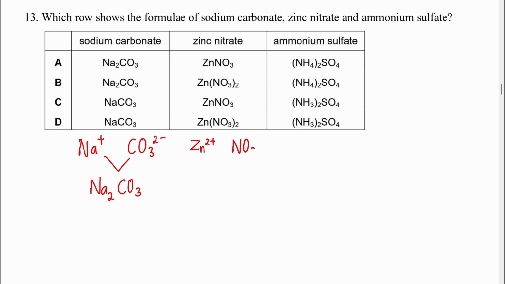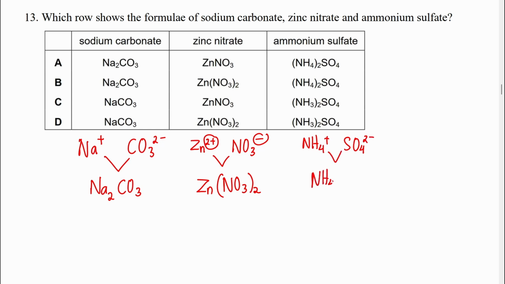Zinc nitrate. Zinc is always Zn2 positive. Nitrate is NO3 negative. So I will take yours, you will take mine. Zn1 and NO3. Take this one 2 times, right? Next, ammonium sulfate. Ammonium is NH4 positive. Sulfate is SO4 2 negative. So I will take yours, you will take mine. So NH4, take this number and put it as the subscript. So altogether is 2 times, and SO4, take this as 1 time. Okay, so the answer here is B.